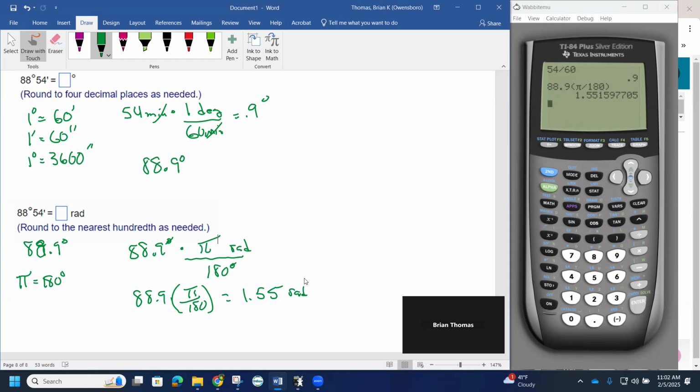Remember, a radian, a lot of times uses this Greek letter theta, and represents the arc length divided by the radius. So that's how radians are measured, is the arc length divided by the radius. And that's where this number 1.55 is generated from.